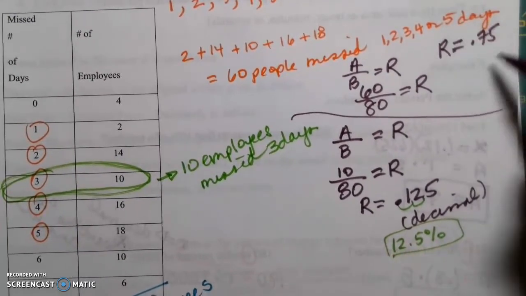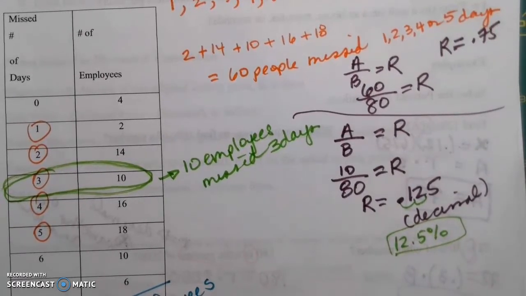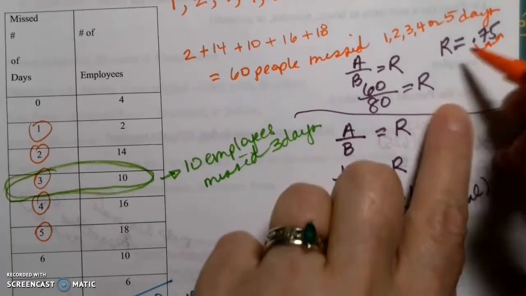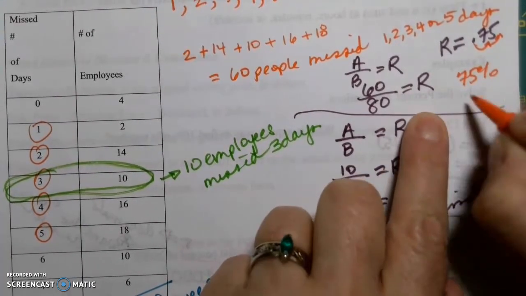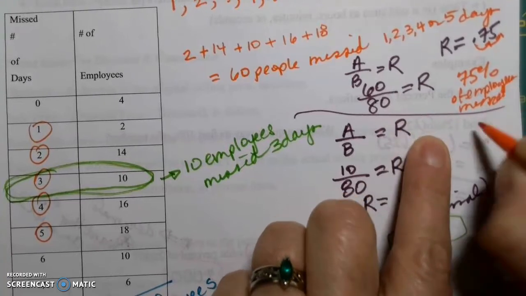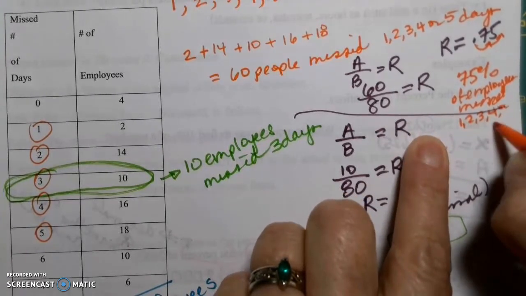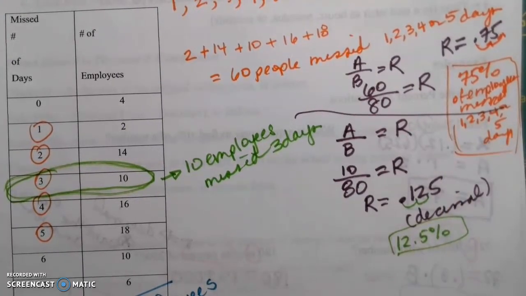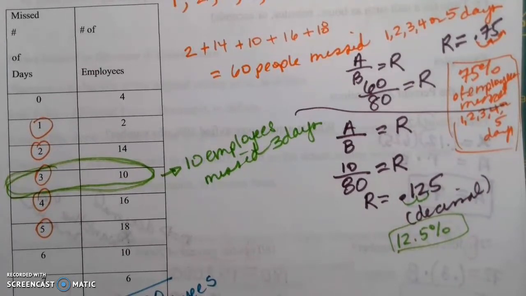And don't forget that this is still a decimal, so we need to move that decimal point 2 places to the right to get the percent. So the answer then is 75% of employees missed 1, 2, 3, 4, or 5 days. Now, the amount of labeling that you have to do on ALEKS will be slightly different depending on the problems that you're looking at. But when we were doing written things that I'm going to be looking at, like on quizzes, please make sure that you are writing out so that I know you know what you're talking about.